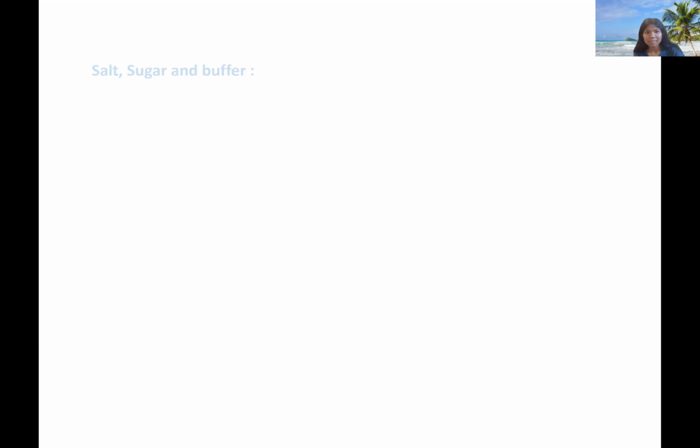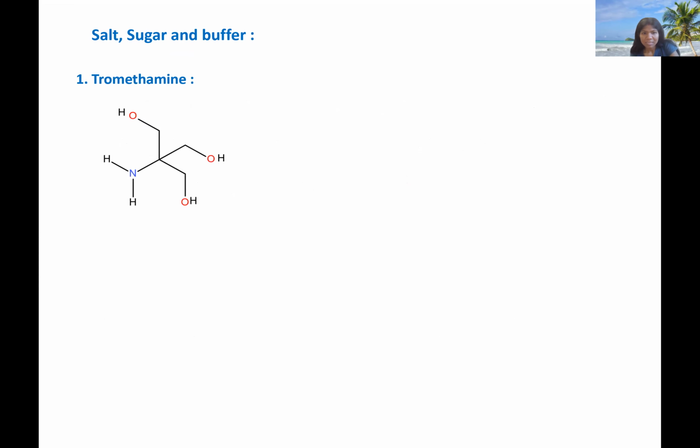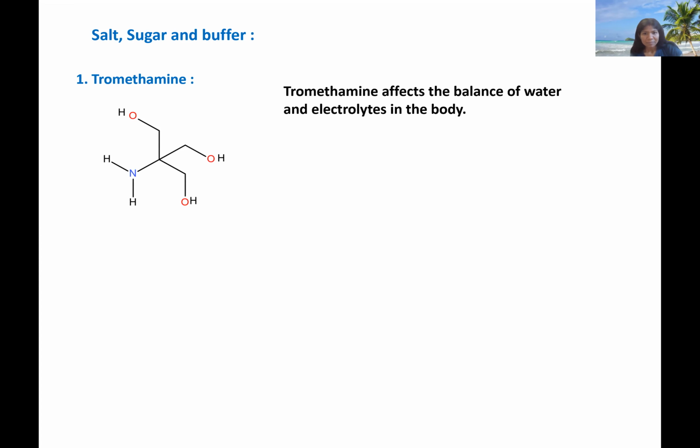And next we'll discuss the salt, sugar and buffer. So first is tromethamine. This is the chemical structure of that. Tromethamine affects the balance of water and electrolytes within the body. It makes blood and urine more alkaline, that is less acidic, and this is mainly used as an anti-inflammatory drug. This is a non-steroidal anti-inflammatory drug.